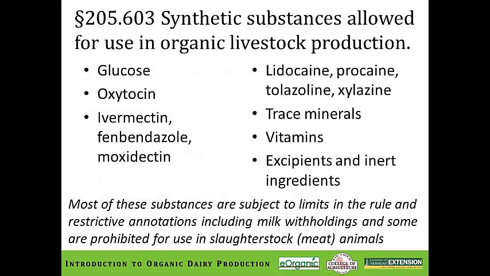Continuing on with some of the materials on this list 205-603 of synthetics allowed for livestock production includes glucose, oxytocin, and then three synthetic dewormers or parasiticides, which are ivermectin, fenbendazole, and moxidectin. And these three parasiticides are some of the materials which are highly restricted for use in dairy animals and are actually prohibited for use in organic slaughter stock.